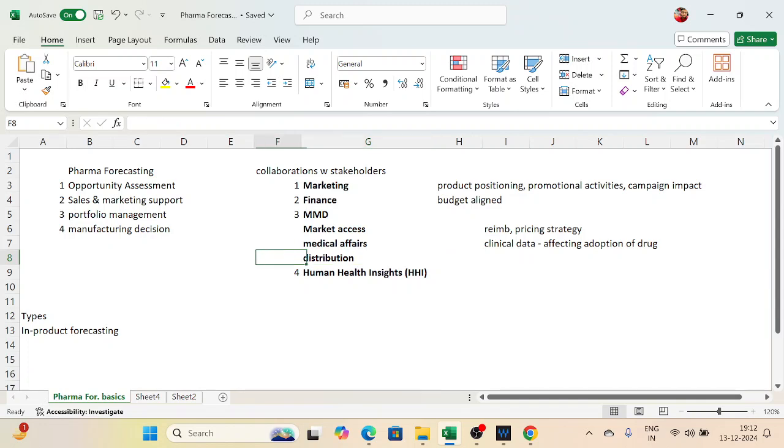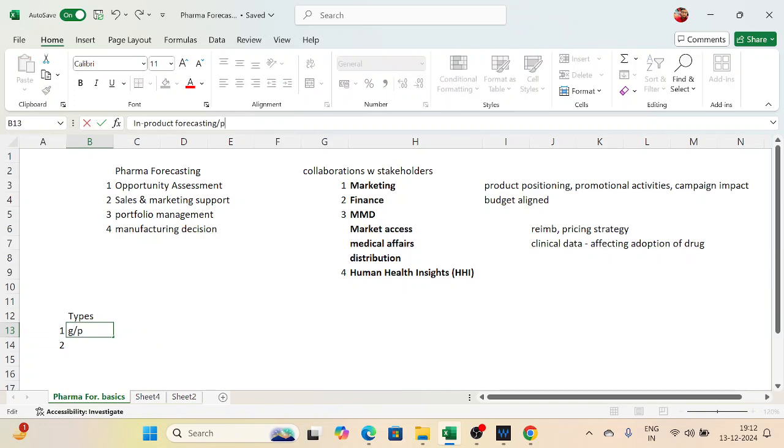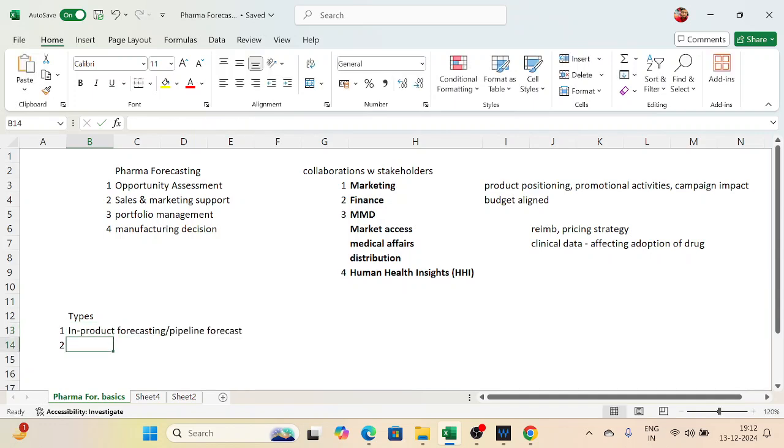So basically, pharma forecasting is of two types, right? One is in-product forecasting, which we also call pipeline product forecasting. So this is the forecasting for a molecule or a drug which is still in the pipeline, which is still not launched, be it in phase 0, phase 1 early stage, mid stage, phase 2 late stage, phase 3, right? So you perform pharma forecasting for a drug which is still in clinical trial, right?